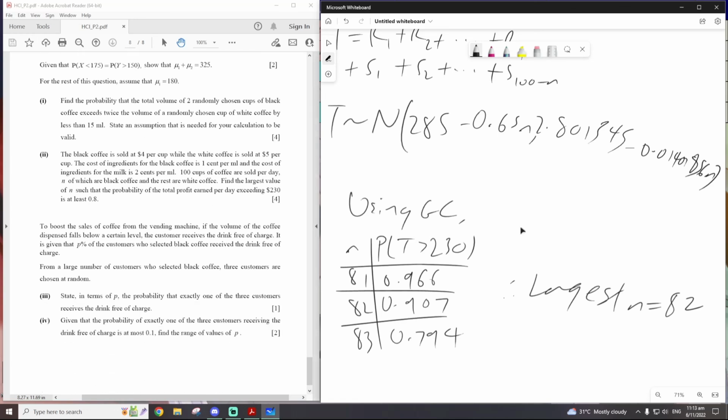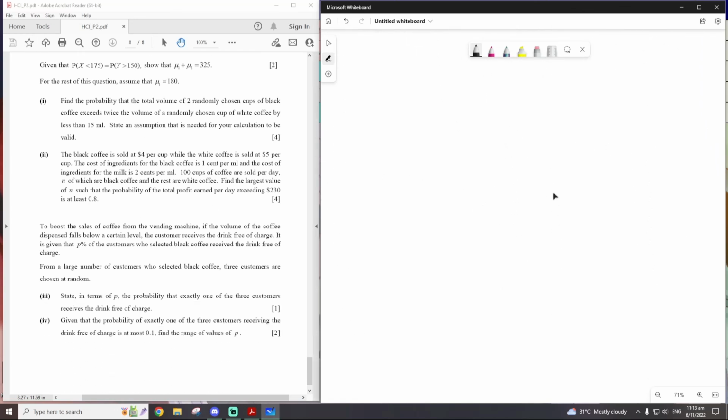Boost the sales from the coffee vending machine. If it dispenses fall below a certain level, the customer receives the drink free of charge. B% select black coffee, receive the drink free of charge. 3 are chosen at random. State in terms of P the probability that exactly one of the 3 customers receives the drink free of charge. So you can define a binomial variable if you want. I think Hua Chong did that, but it's not necessary.